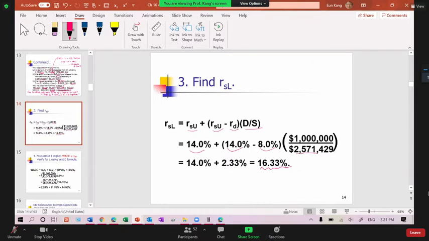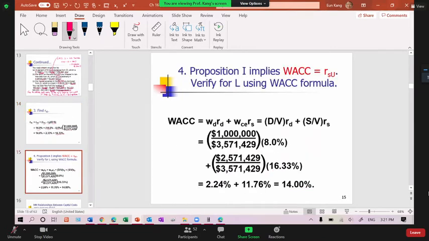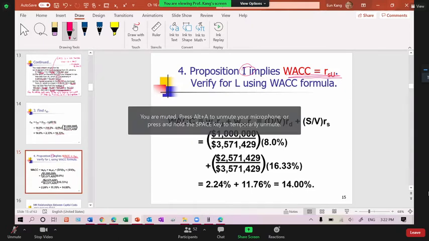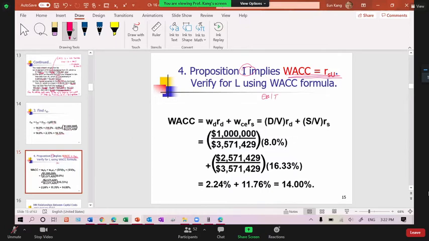In chapter 15, we just did it verbally, but in chapter 16, we use numbers and actually check. And then what? Proposition 1 implies that WACC is RSU. Why? Same thing: EBIT over RSU is VU, and EBIT over WACC is VL. So VL is EBIT over WACC, and VU is EBIT over RSU. So for VL to equal VU, RSU has to equal WACC.